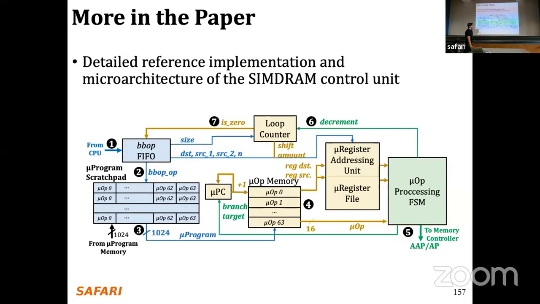And actually, this is the whole design of the control unit, or the extension of the memory controller, right? So here you see where the microprogram resides. It's in a sort of scratch pad. When we receive the instruction from the CPU, we load the microprogram. Then this microprogram is accessed by this part of the controller, instruction by instruction. When we talk about registers, we are talking about the rows, the DRAM rows themselves, right? We need the addresses of these rows for the processing FSM to indicate to the memory controller what DRAM commands to issue to the memory side, to the DRAM chip. Okay, you have the whole thing in the paper.